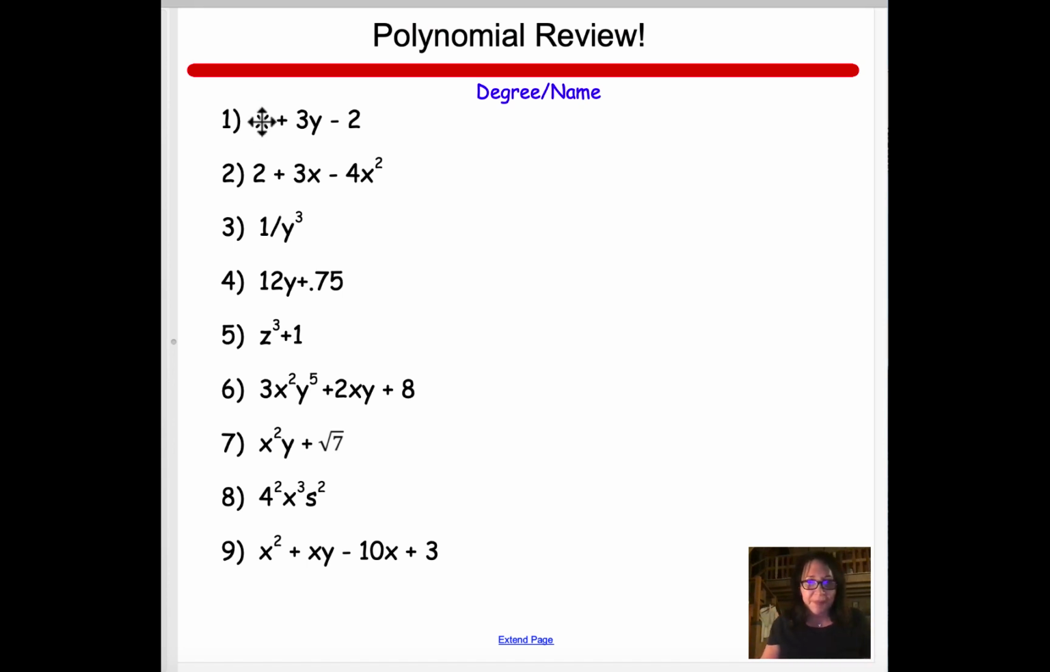Just to get started, you have a degree and then you have a name. Expressions that are not polynomials would look something like this. Anything with a variable on the denominator is not a polynomial. Anything that is a square root of a variable, not a polynomial. Anything that is an absolute value of a variable, not a polynomial. And let's see, is that it? There must be something else. We'll get to it and I'll remember.